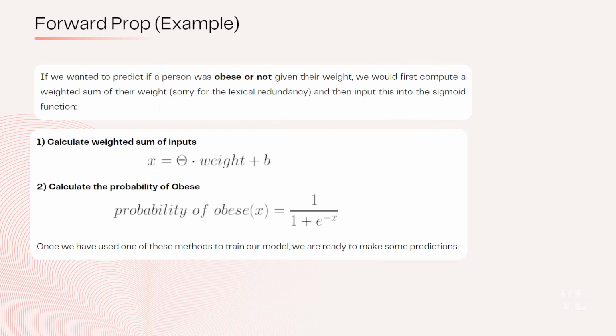So let's see the forward propagation procedure in logistic regression by considering an example. If we wanted to predict if a person was obese or not given their weight, we would first compute a weighted sum of their weight and then input this into the sigmoid function.